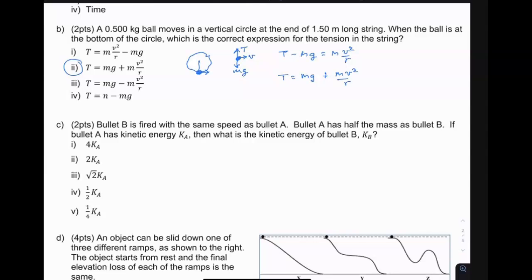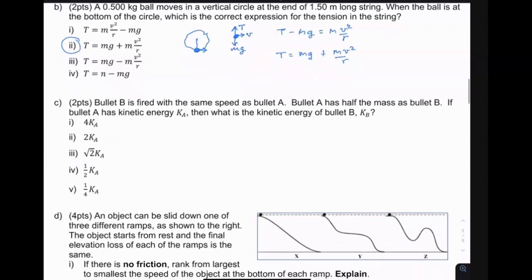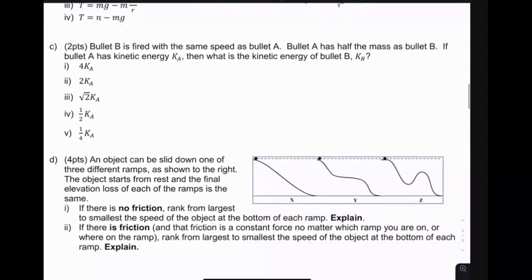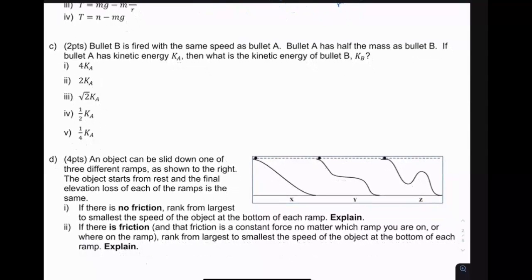In the next problem, we have a bullet B, and it's fired with the same speed as bullet A. Bullet A has half the mass of bullet B. If bullet A has kinetic energy K sub A, what then is the kinetic energy of bullet B, K sub B?